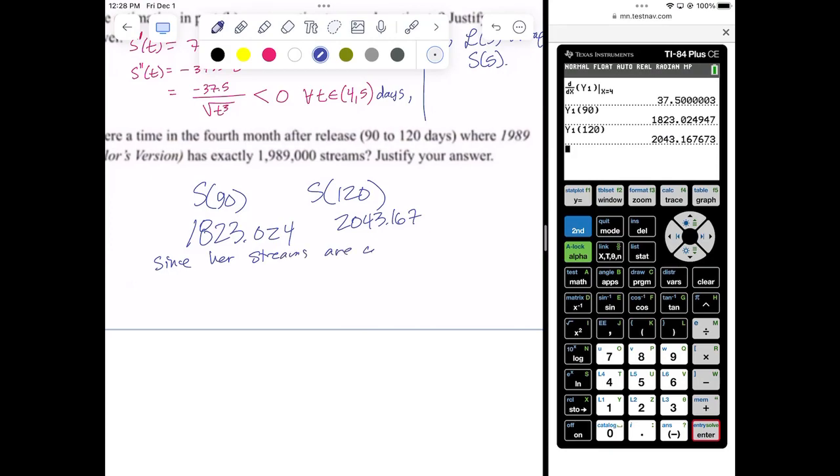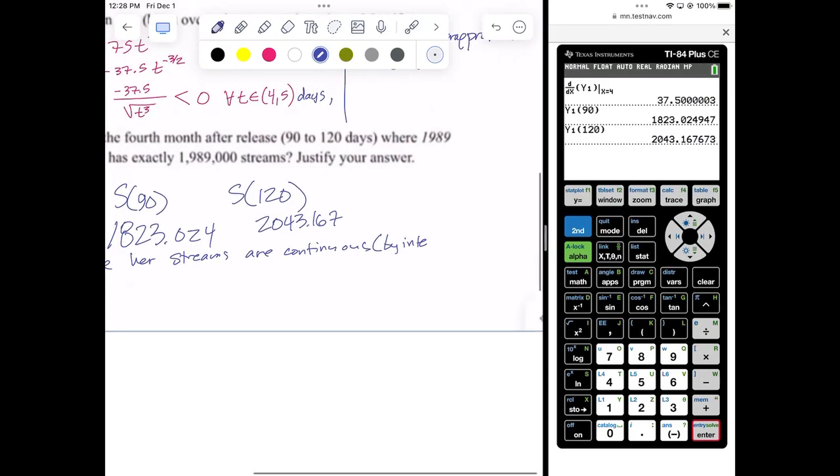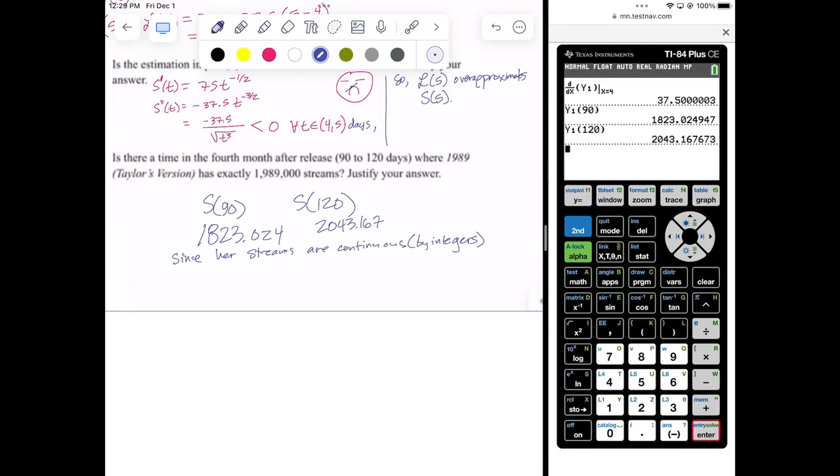By integer streams. We'll talk about by integer streams. I guess I don't know how Spotify does it. If you only listen to like part of the song, does it give you a partial stream? Let's just say it's continuous by integer streams.